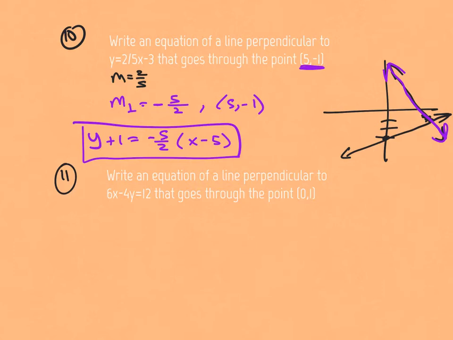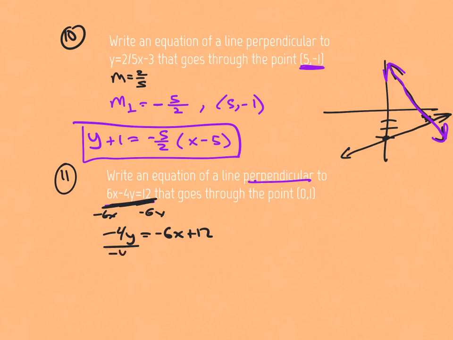All right, number 11 is probably the hardest type because, again, I'm trying to write perpendicular to this equation here, but that equation is not in slope-intercept form, so I don't know the slope, and I need to know the slope. So I'm going to solve that for y so that I can find the slope. So I subtract 6x from both sides. I get negative 4y equals negative 6x plus 12, and then divide by negative 4 everywhere. And that leads me to the equation y equals positive 3 halves x minus 3.